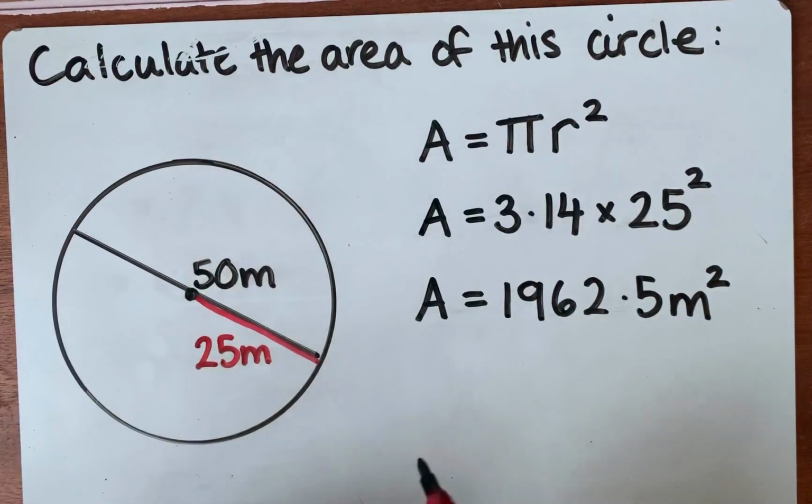So we had an example where we're given the diameter, and an example where we're given the radius, and you've got to make sure you're using the right information in your formula. Okay, hopefully that helps with today's tasks.